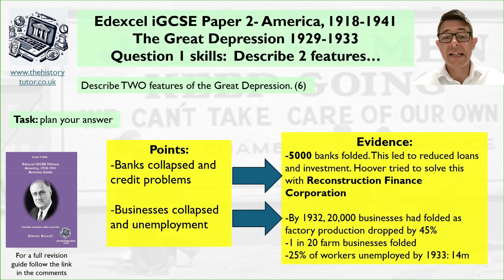Okay, so here are my ideas. So firstly, I've said about banks collapsing and credit problems developing. So clearly we've got evidence about 5,000 banks collapsing. This meant there were no loans and investment for businesses. The businesses struggled. And so Hoover had to try and solve this by bringing in the Reconstruction Finance Corporation to replace the idea of banks. The second point was businesses collapsed and unemployment developed. So by 1932, 20,000 businesses had folded, production was down by 45%, 1 in 20 farms had folded, 25% of workers were unemployed, that's 14 million people. So lots of problems about businesses and farms collapsing, leading to unemployment.